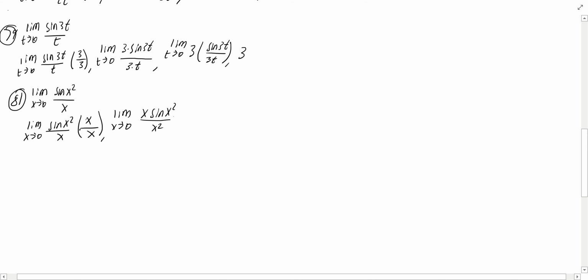And so now what we'll do is we'll take out this x here, and so we'll get the limit as x goes to 0 of x times sine of x squared all over x squared. And then this is going to end up reducing down to 1, so we're just going to get the limit as x goes to 0 of x, which will result in a value of 0. So there we go. That's pretty much how we go about solving these types of problems.